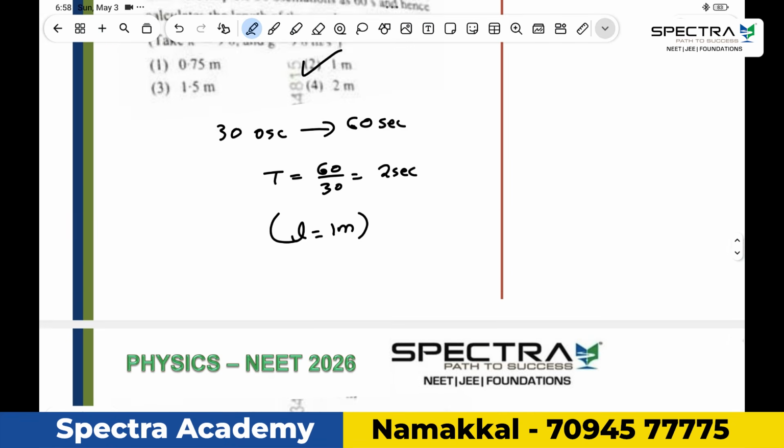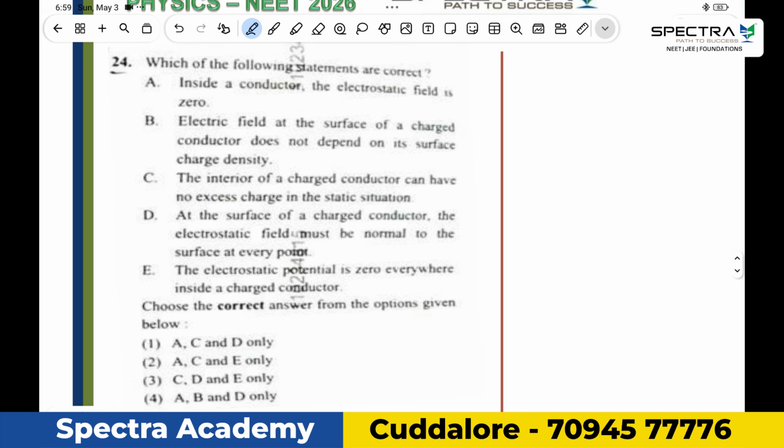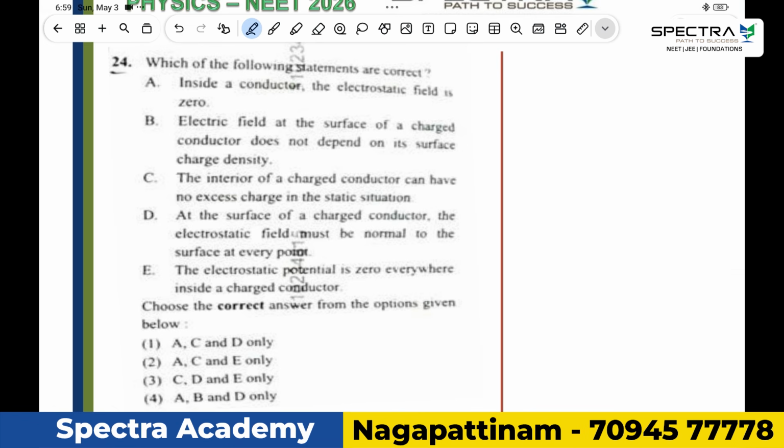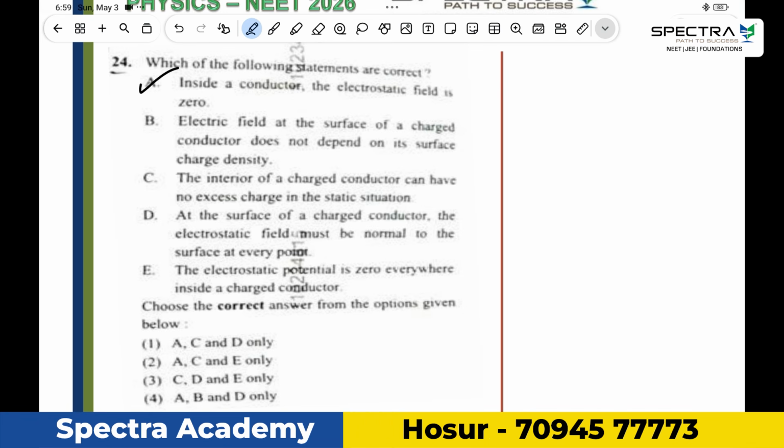Very simple. Now, coming to next question, question number 24. Which of the following statements are correct? Inside a conductor, the electrostatic field is 0. Yes, that is correct, because it is called electrostatic shielding, isn't it? Now, electric field at the surface of a charged conductor does not depend on its surface charge density. That is wrong. Okay.